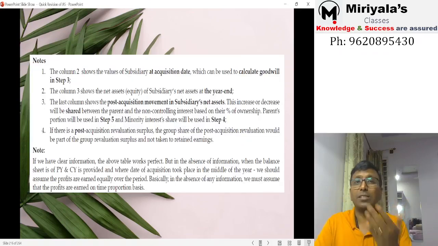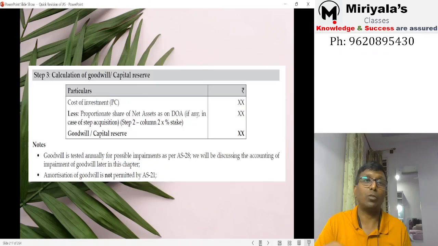This is the information from steps number 2, 3 and 4. Step number 3, what do you do? Calculation of goodwill or capital reserve. First thing, what is the cost of investment? How much have you invested and how much have you paid? Maybe by issue of equity shares, or by paying cash, or whatever it is.